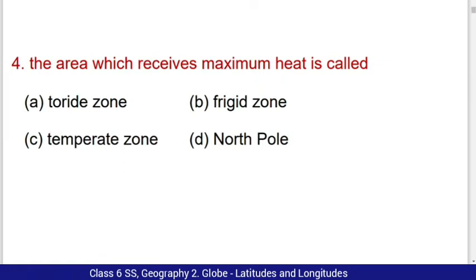Fourth question, the area which receives maximum heat is called torrid zone, frigid zone, temperate zone, north pole. Answer is option A, that is torrid zone. The area which receives maximum heat is called torrid zone.